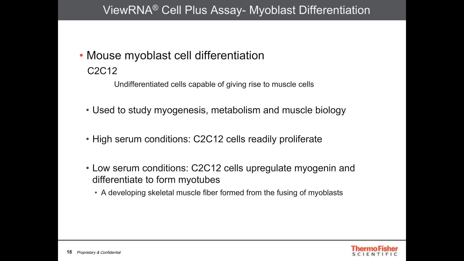Then when the experiment is done, they're plated onto cover slips, the serum is removed and they're put into a low serum condition, and this causes the C2C12 cells to differentiate and form myotubes, and they do this by upregulating myogenin.